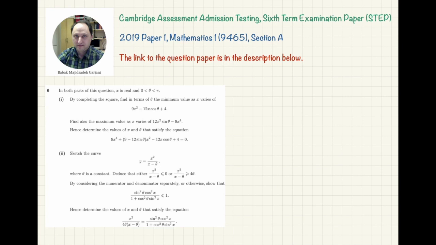Cambridge Assessment Admission Testing, 6th Term Examination Paper Step, 2019 Paper 1, Mathematics 1, Code number 9465, Section A.